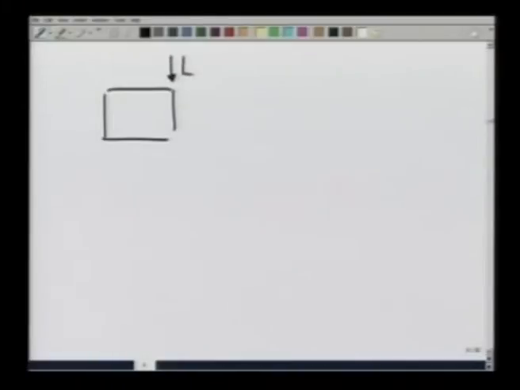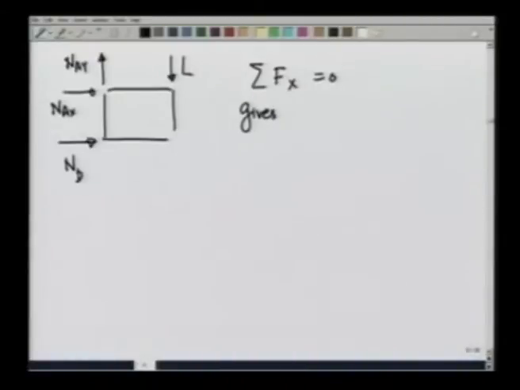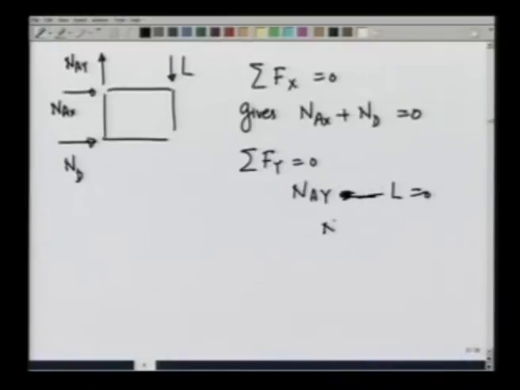So, let me make it again. There is a load L, N D, N A X, N A Y. Summation F x equals 0 gives N A X plus N D equals 0, and summation F y equals 0 gives N A Y minus L equals 0, or N A Y equals L, that is, it is in the vertically upward direction.